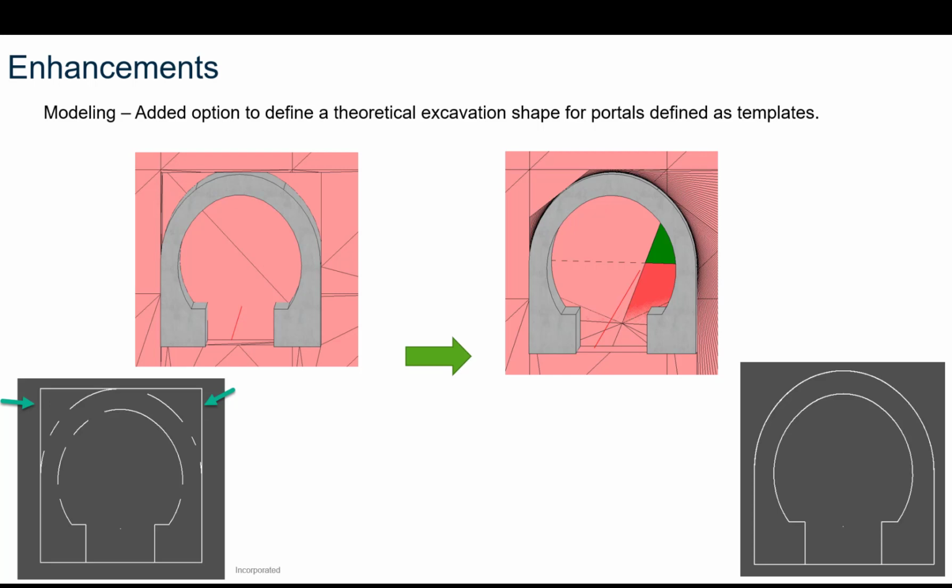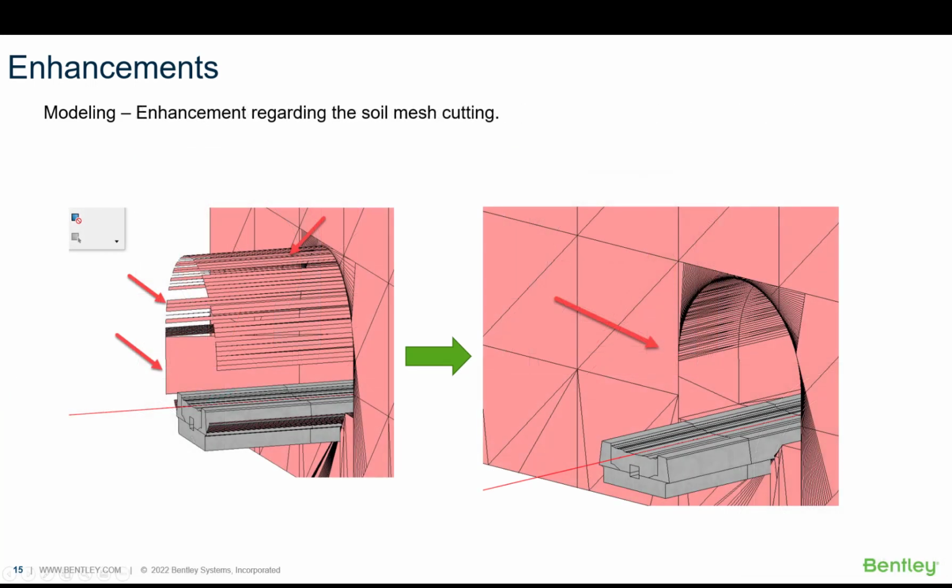Next, what we have is the modeling enhancement regarding the soil mesh cutting. Previously, we had it like this, where if we cut some soil mesh, it used to have some meshes protruding outside the cut. Now we have fixed that, so no mesh protrudes from outside the cut. So it has been solved.